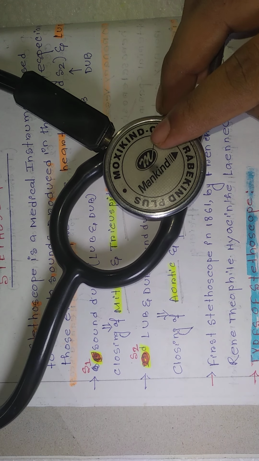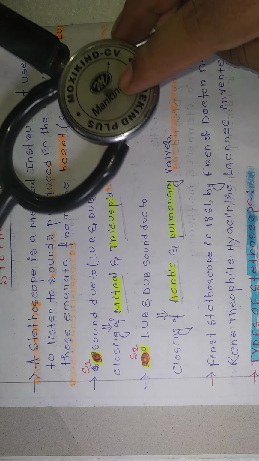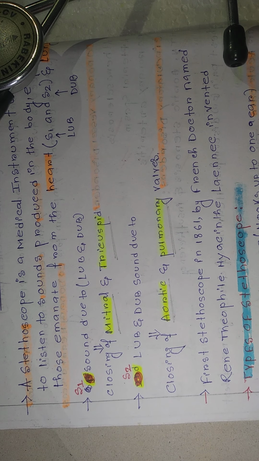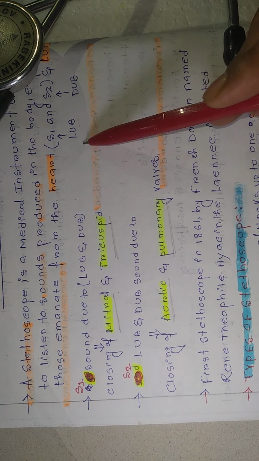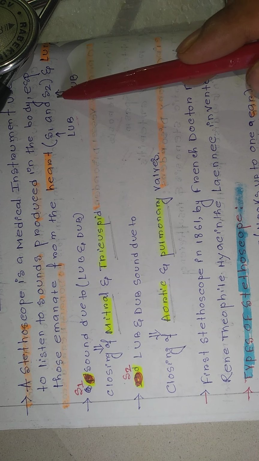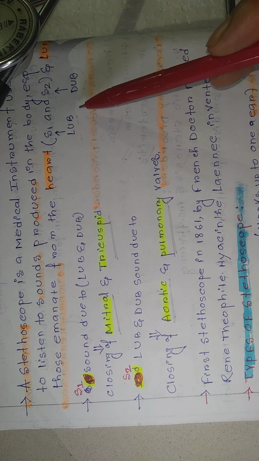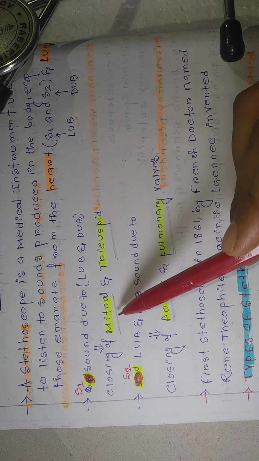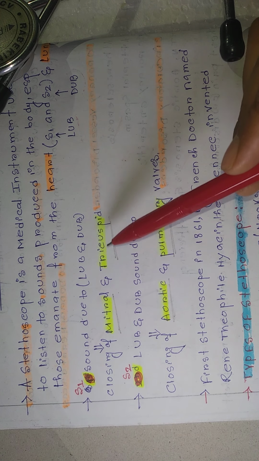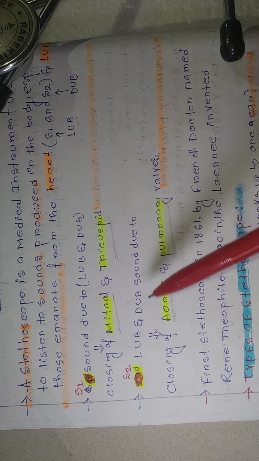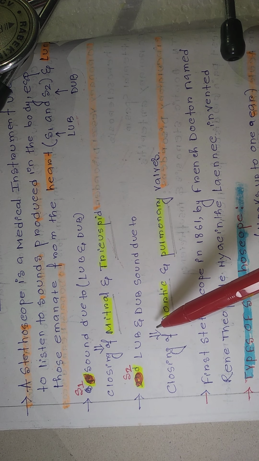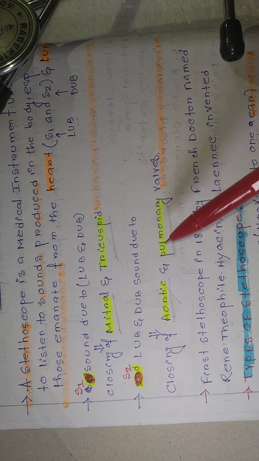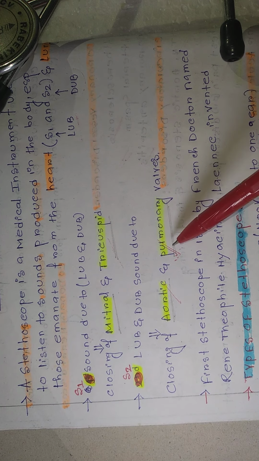For listening to heart sounds, there are S1 and S2. The S1 sound is nothing but the lub sound, and the S2 sound is nothing but the dub sound. S1 is produced when the mitral and tricuspid valves close, and S2, the dub sound, is produced at the time of closing of the aortic and pulmonary valves.